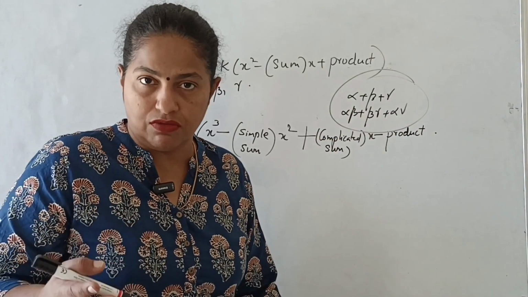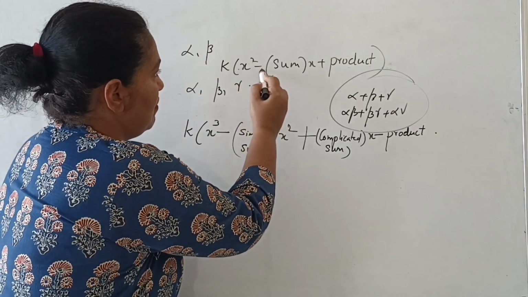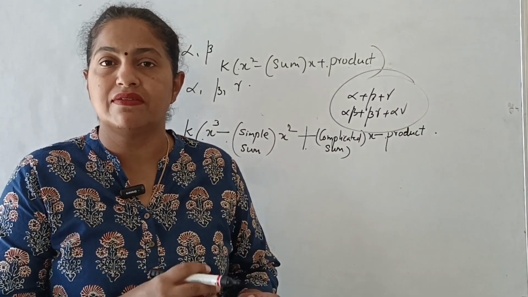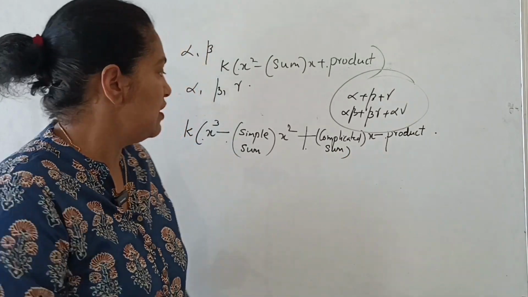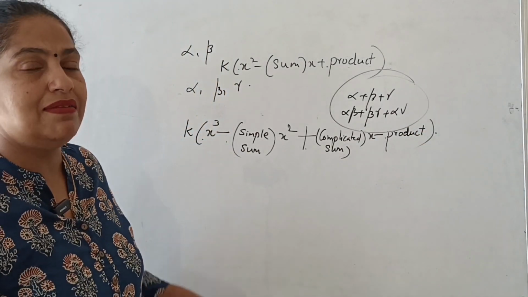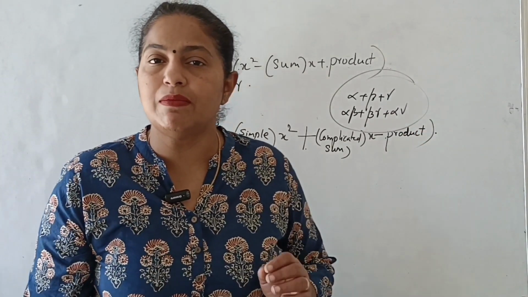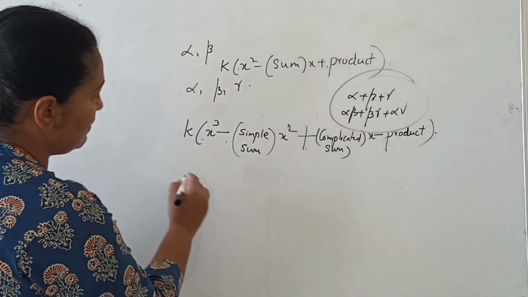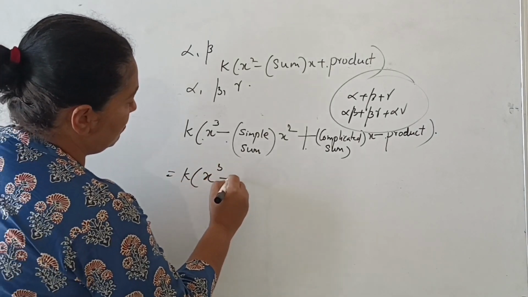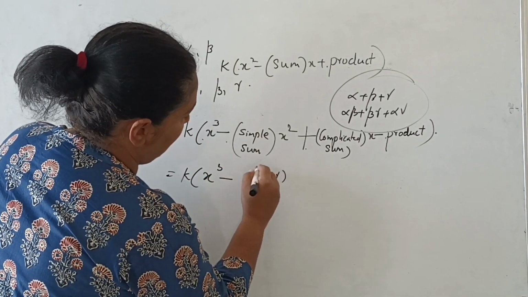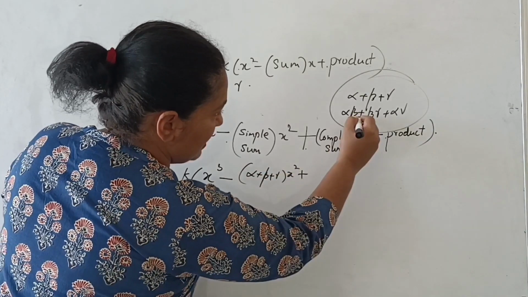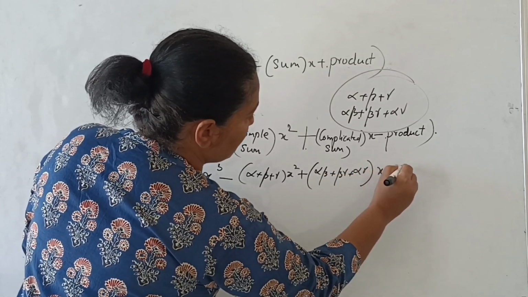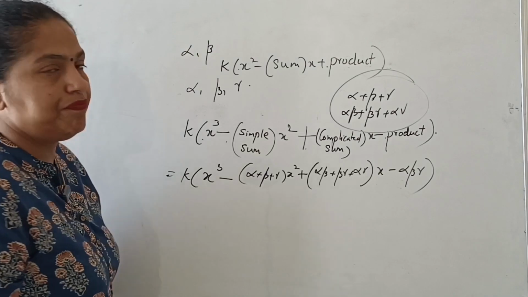And one more thing you need to remember is the sign: plus, minus, plus, minus. Alternate signs for alternate terms. So our required polynomial is k into x cube minus simple sum into x square plus complicated sum into x minus the product. Or in other words, k into x cube minus alpha plus beta plus gamma into x square plus the complicated sum, alpha beta plus beta gamma plus alpha gamma, into x minus alpha beta gamma.